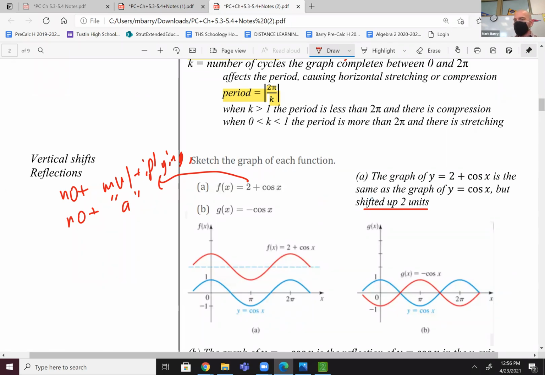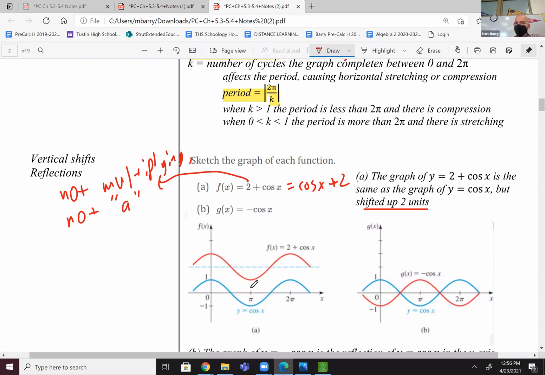It's really the up-down shifts, like D, like we saw above. We could just as easily write this as cosine X plus 2, correct? The order we add in doesn't matter. I wanted to show you guys that they sometimes put the addition in front. So I just want you to know, if something is adding or subtracting outside of the cosine or sine, that's your up-down shift, okay?